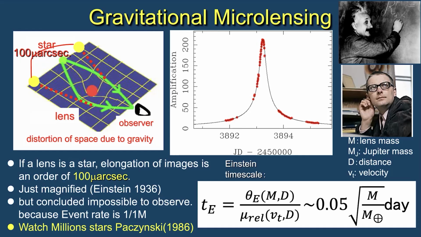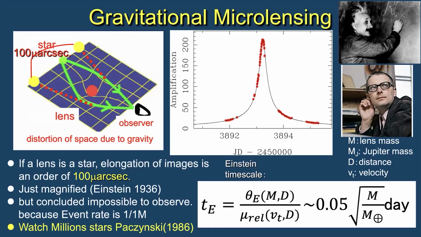And the time scale of this event is scaled as the Einstein time scale. And this is the only observable for the microlensing in general. This is the angular Einstein radius divided by the proper motion. In this time scale, the mass, distance, and transverse velocity of the lensing object are degenerate. And this is proportional to the square root of the mass.